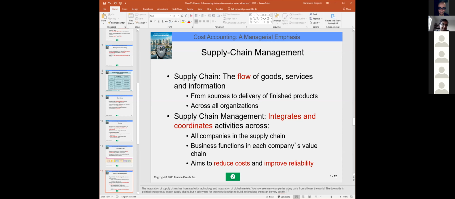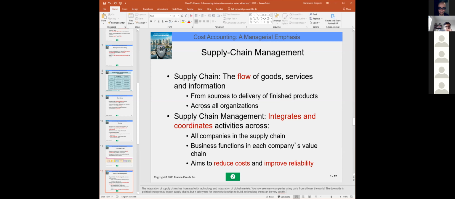Now, Jill brought up a good one. How about the pandemic, COVID-19? How's that impacting the supply chains? It must have a major impact on the way many companies are running. Anyways, something to think about. Again, for this course, just know what supply chain management is.